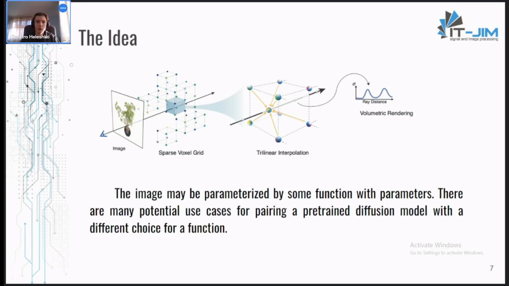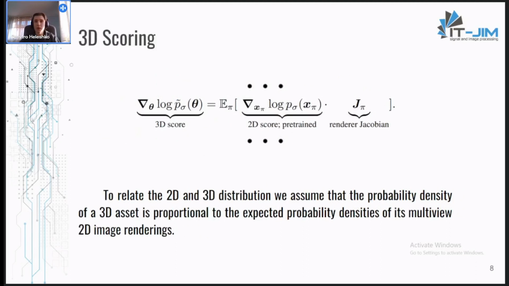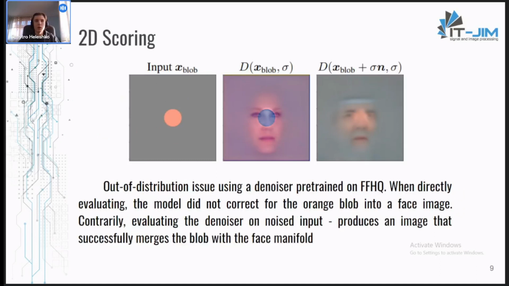Yes. The 3D scoring. Now, there's a bit of math regarding 3D scoring, which I will not cover because of reasons. But the main point is that we assume that the probability density of a 3D asset is proportional to the expected probability densities of its 2D image renderings. And you can see the formula presented on the slide, that the 3D score is calculated from the 2D score, which we get from a pre-trained image diffusion model, and the renderer Jacobian. The 2D scoring, we get from the pre-trained image diffusion model.